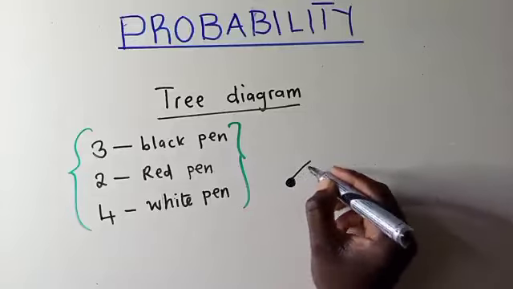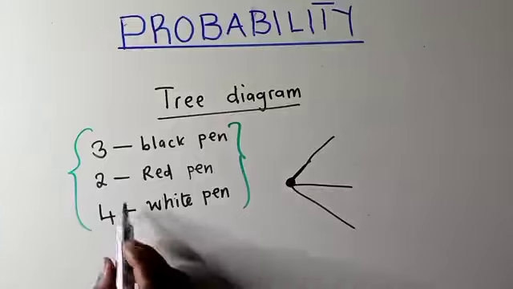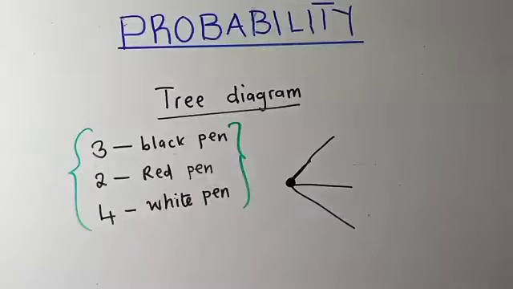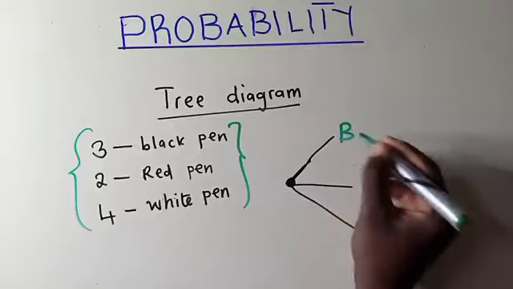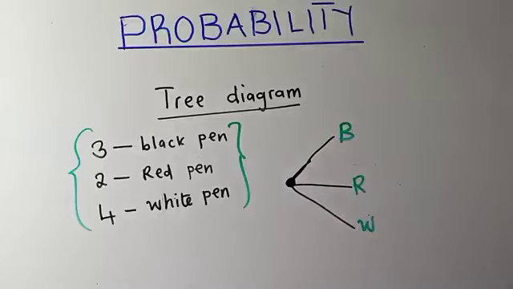We'll say, how many things am I dealing with? There are three things. We've got black, red, and white. So you need to show three things. So this will be our black, this one our red, and our white here.